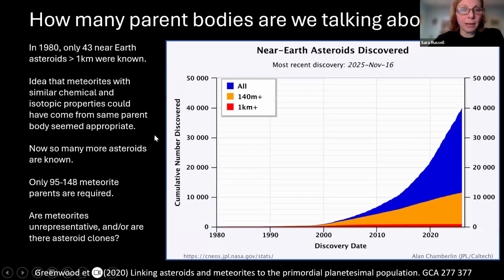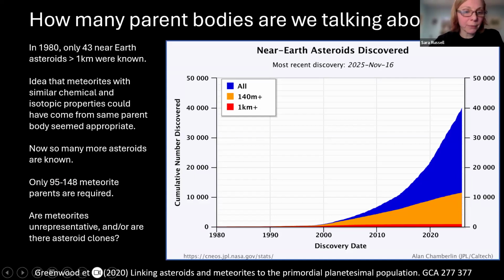Okay, so I'm getting towards the end, although I hope you don't mind staying a bit longer. So I just want to talk about how many parent bodies. When the whole classification system for chondrites was developed, we didn't know that there were so many asteroids out there, basically. In 1980, only 43 near-Earth asteroids more than a kilometre across were known. So it sort of made sense that maybe one meteorite group means one asteroid. But now we know there are many, many more asteroids.